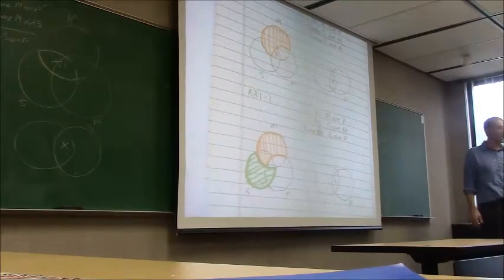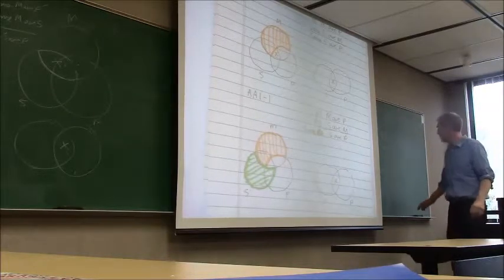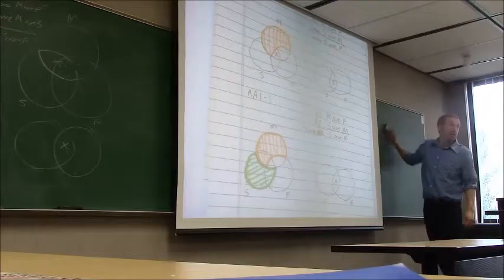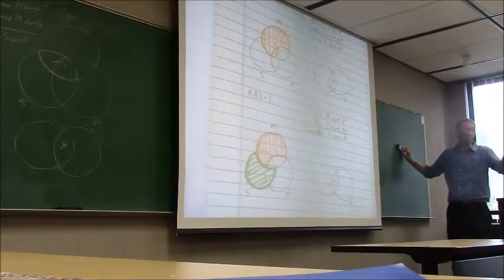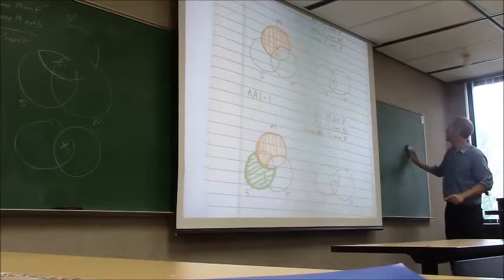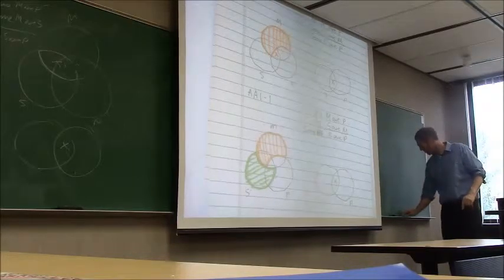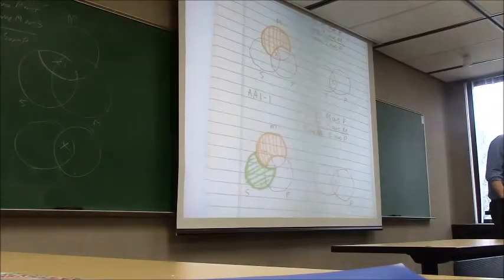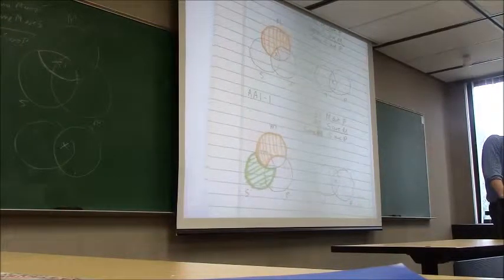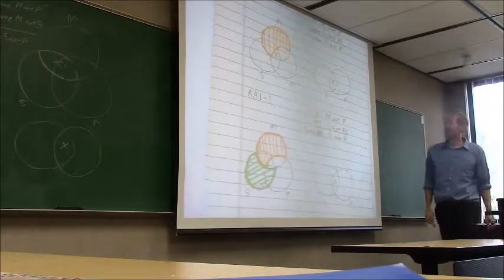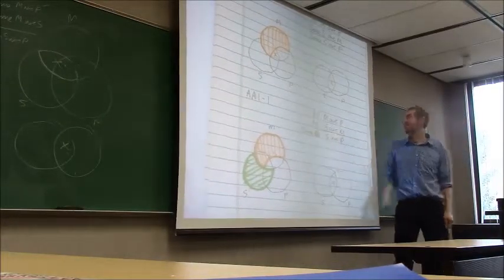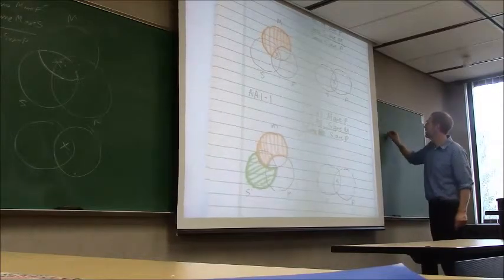Well, let's double check, shall we? What's our other method of testing for validity? The rules. The 4 rules. First rule is, well, Ethan. It needs to be distributed in at least one premise. Is M distributed here? Is M distributed here? Yes. So it passes rule number 1.